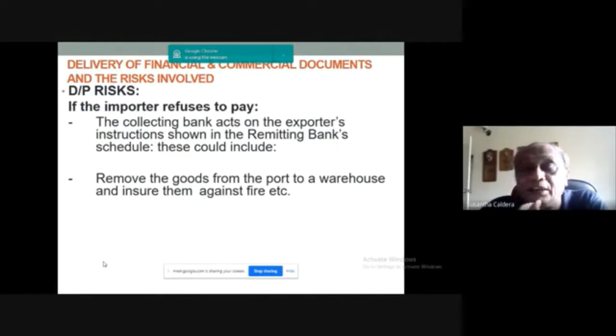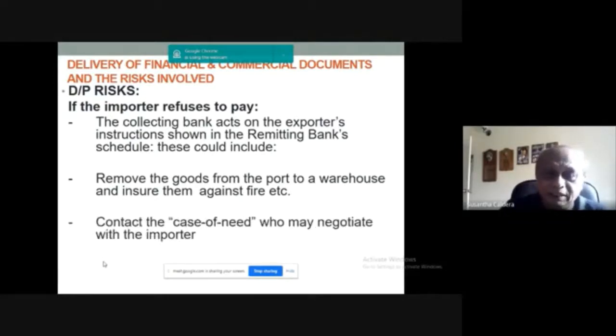None of the banks are doing this, because we don't have warehouses in the first instance. And we can't remove the goods from the port to a warehouse. Who is going to do that? We are not going to do these things, and to insure them against fire.